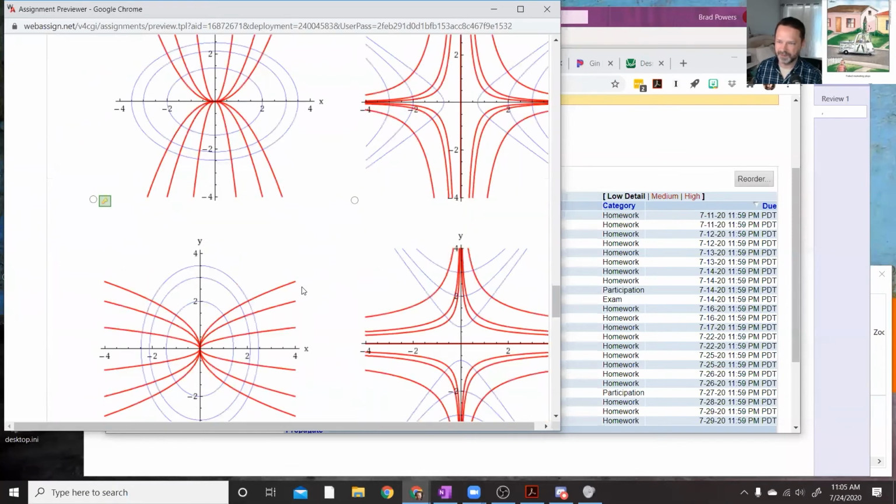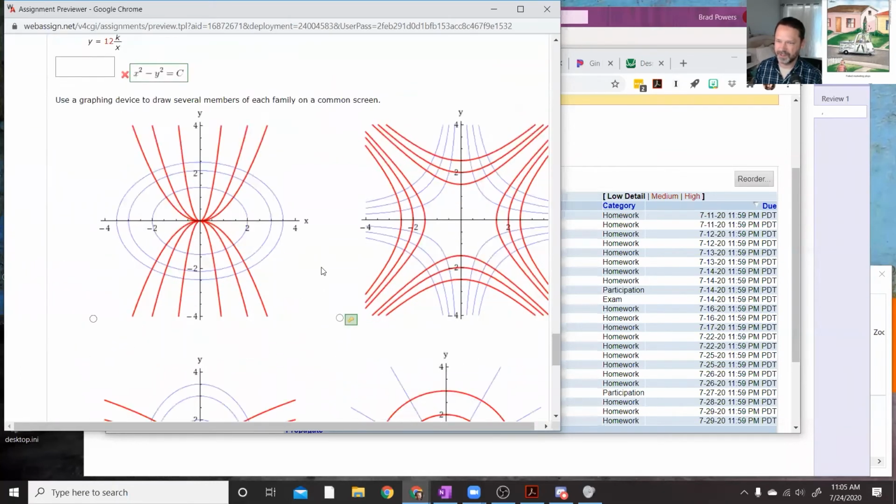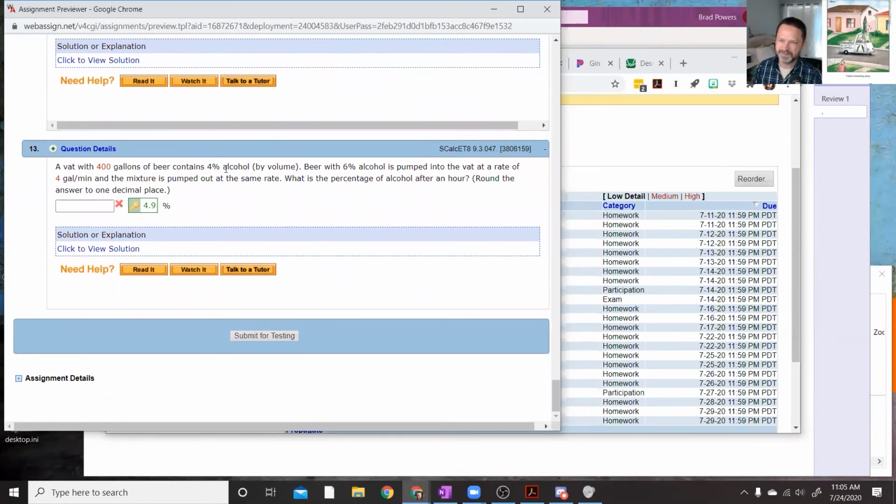Oh, that was a similar one. And there's another orthogonal problem. Oh, this one's about beer and alcohol. That's more fun. Oh, and it's a little trickier. We got 6% beer pumped in at a rate of 4 gallons per minute. And we got something pumped out at the same rate. What is the percentage of alcohol after an hour? So it's a little different, because we're going with percentage, so they're telling us the concentration this time.